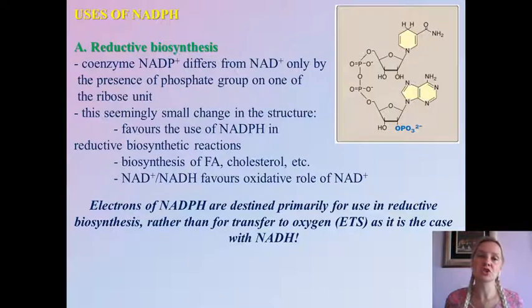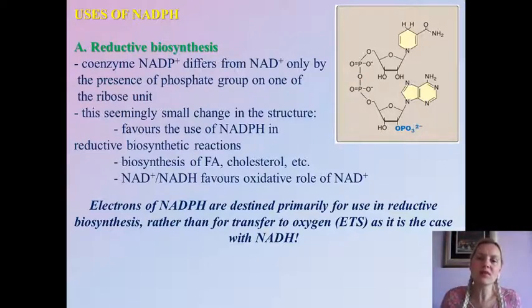Which are the functions and roles of NADPH? So we have mentioned, and that is what we all know, that coenzyme NADP plus differs from NAD plus only by the presence of this phosphate group at one of the ribose units, at the position number 2.